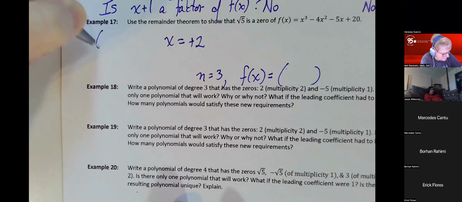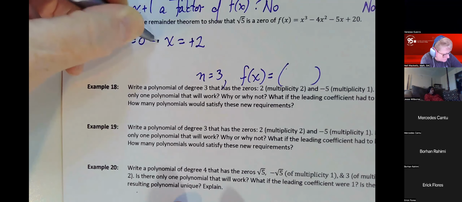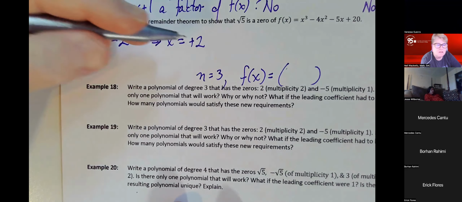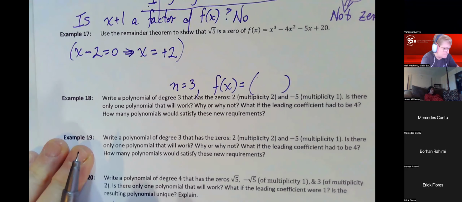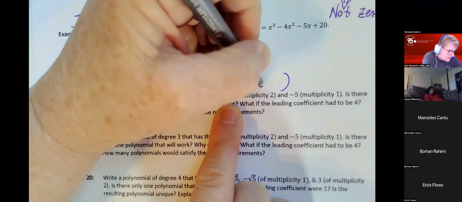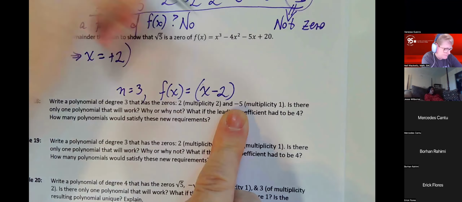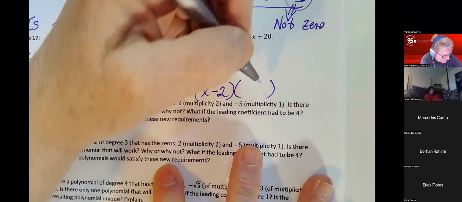So we had to start with x plus something equals 0. I think it's going to be x minus 2 equals 0 leads to x equals positive 2. Does that make sense? So a 0 of 2 comes from a factor of x minus 2. What about a 0 of -5? What factor does that come from? Would that be an x plus 5? Good.